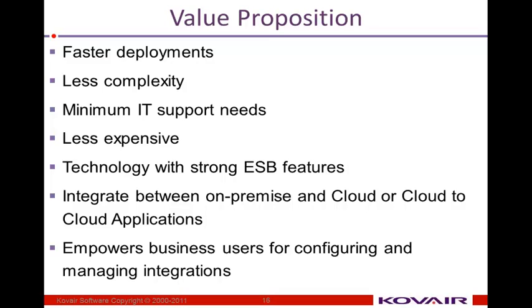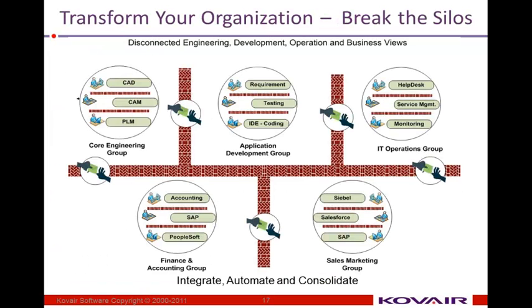Also, it can be used to integrate between on-premise and cloud applications, or cloud-to-cloud applications. As a matter of fact, the third option is also there. You can integrate on-premise to on-premise applications as well using the cloud integration, which is a benefit typically people don't talk about, but you can get that too. And finally, we empower the business users for configuration and managing of the integration. You don't need IT support for that. So those are the value propositions for this cloud integration by Kovair.